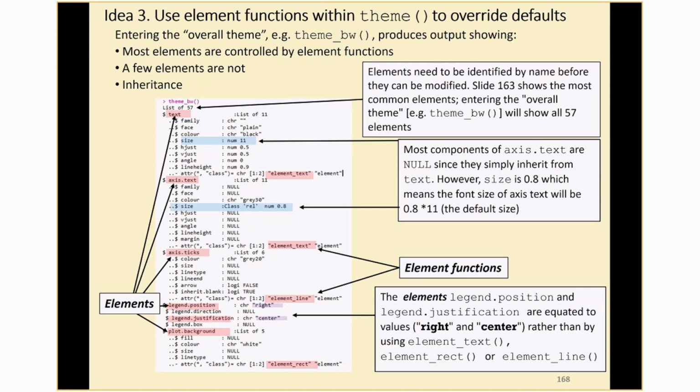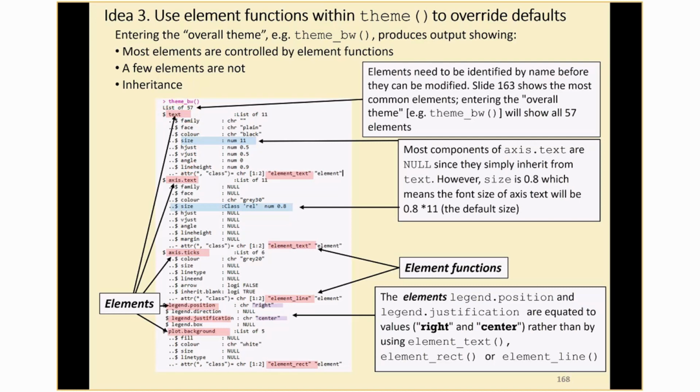carefully, see evidence of inheritance. Look at the features associated with text. And now look at the features associated with element text. And what you notice is there's a whole bunch of nulls. And the reason that there's a whole bunch of nulls is that these features here are going to be inherited by axis text. So the inheritance from text to axis text is worth noting.